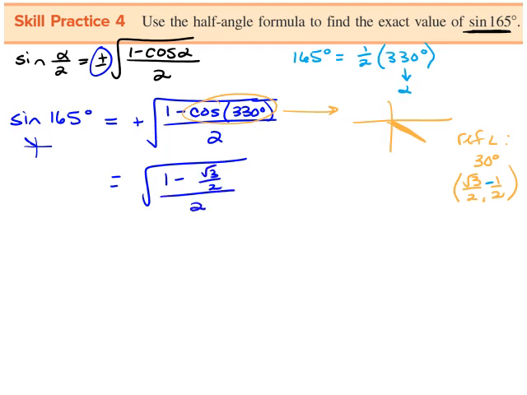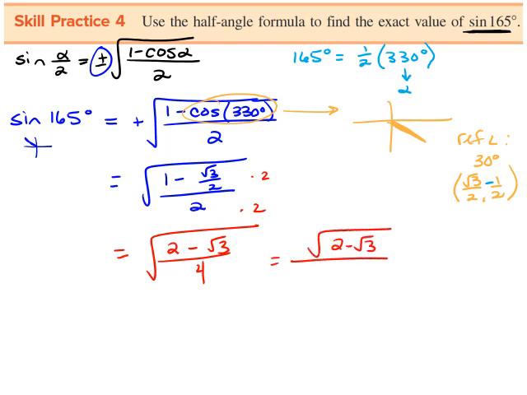Just like the previous problem, we will multiply the top and the bottom by 2. So 2 minus the square root of 3 over 4. I can take the radical of the top and the bottom to get the square root of 2 minus root 3, all over 4. I'm sorry, all over 2, because the square root of 4 is 2. And there you have it.